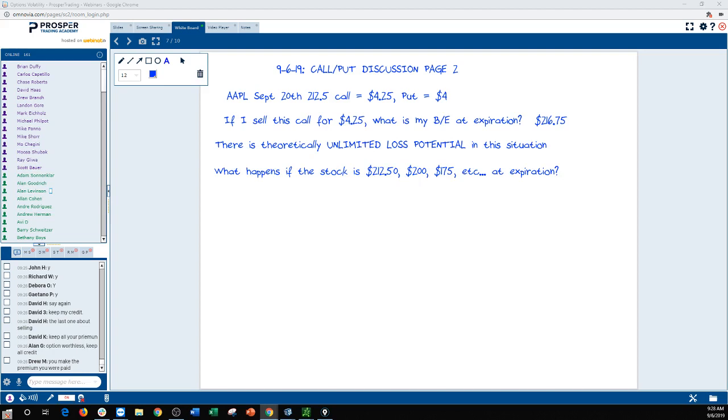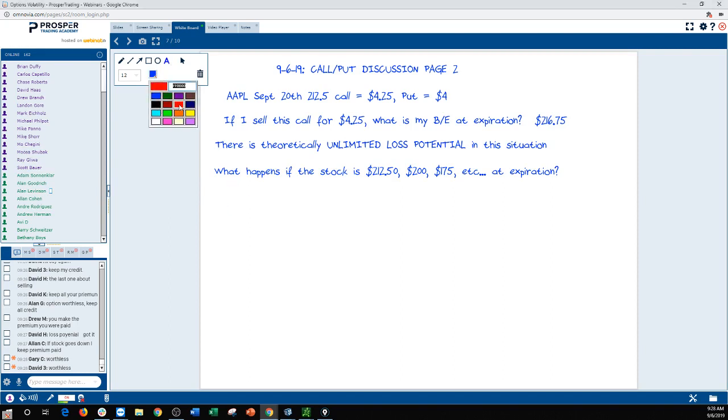Now, if the stock is 212 and a half or lower, then Alan, David, you guys are correct. Drew, you're correct. The option goes out at expiration. If the stock is below the strike price, the option will be worthless. Perfect. And I would keep all of my premium.